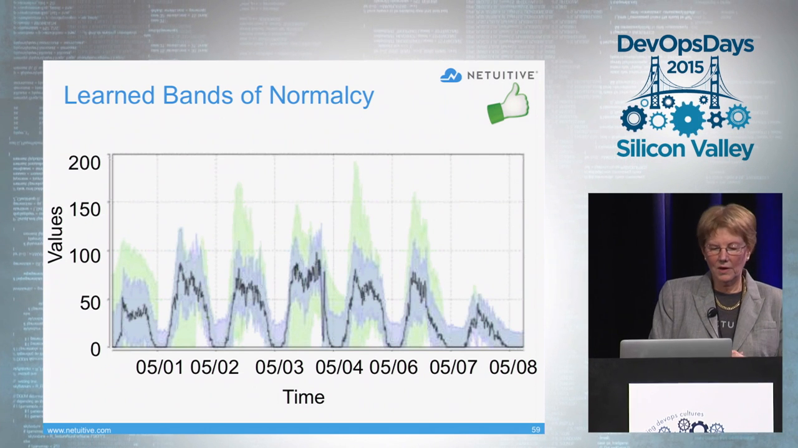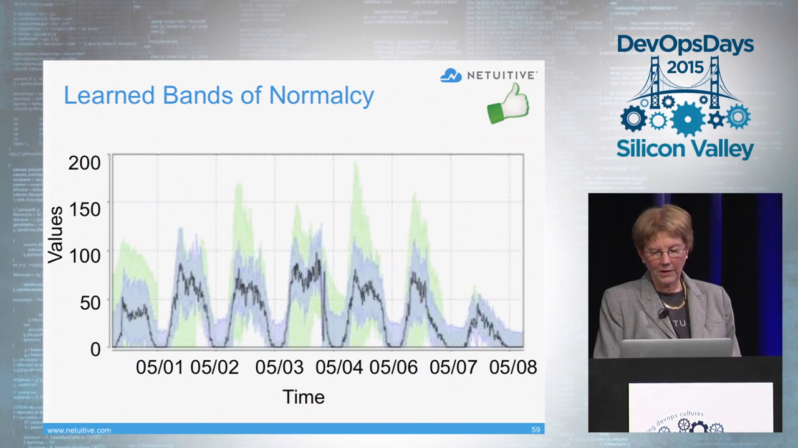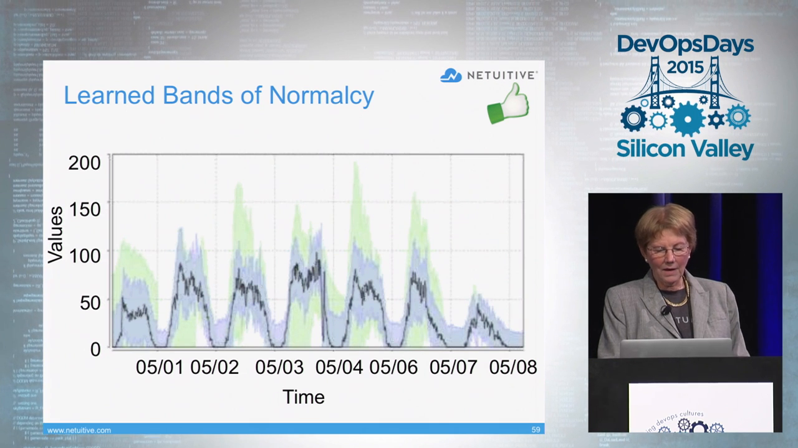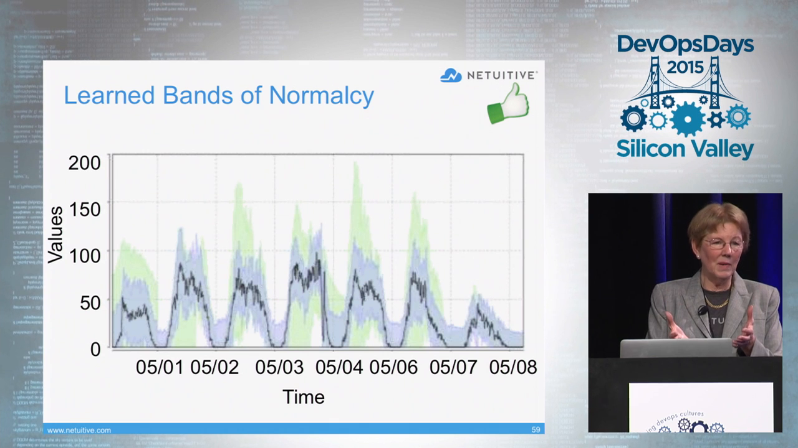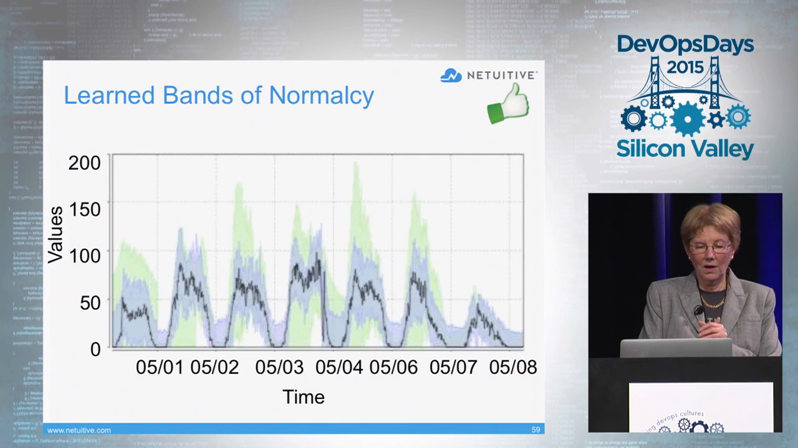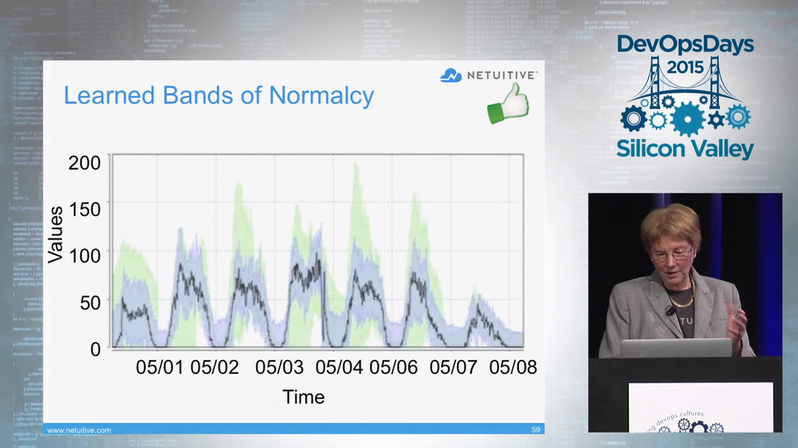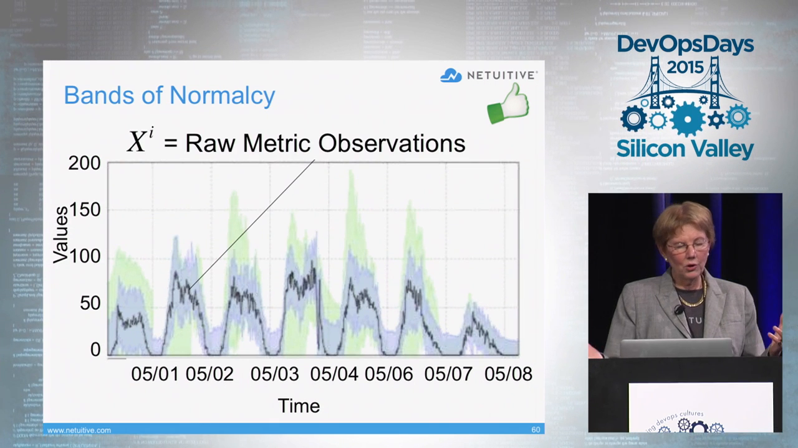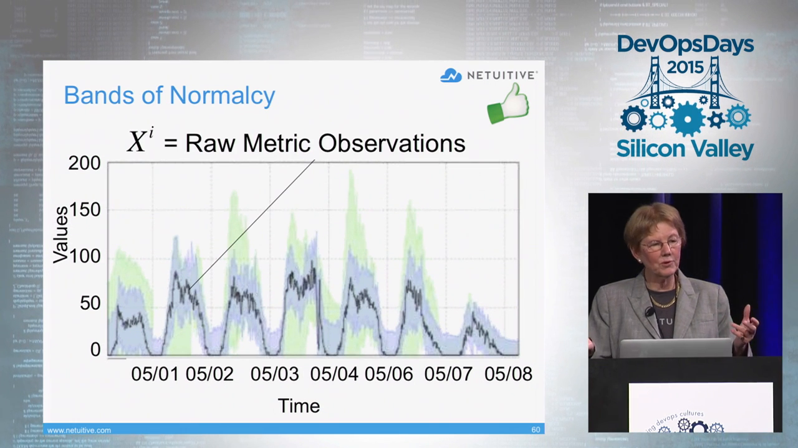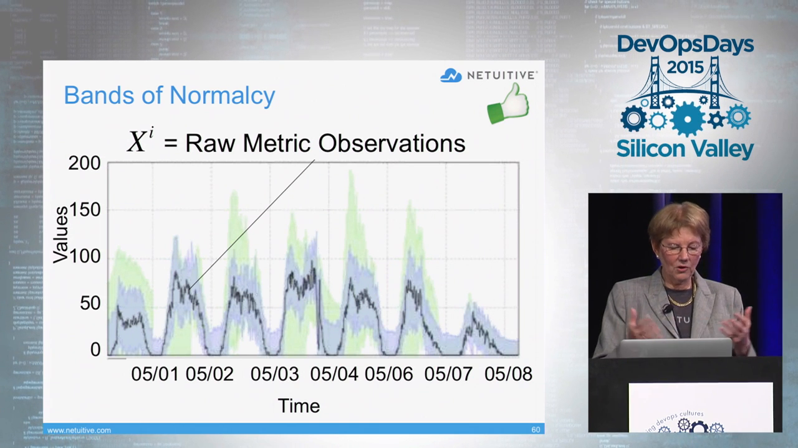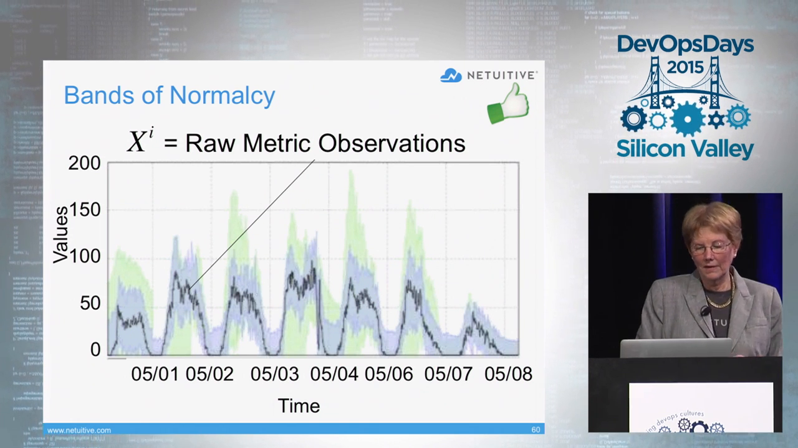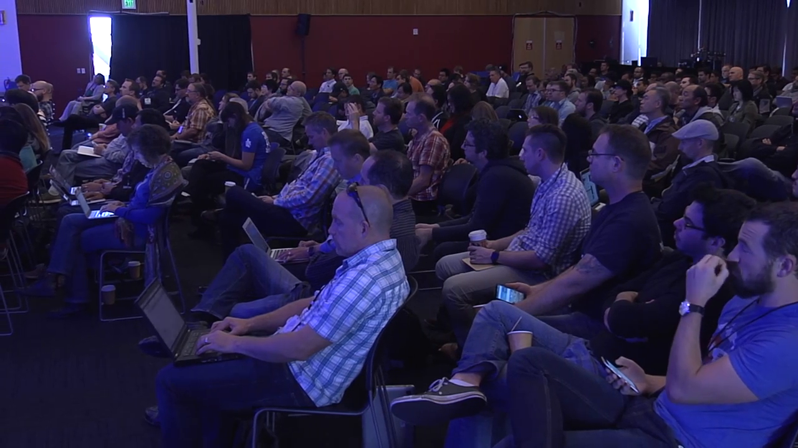That's how many cards were cleared, and this is a really nice visualization of some really heavy math. So that's good. That's a success point. What it's capturing is the raw values, and it's also capturing what we term bands of normalcy. The idea being that you expect the metric to have a value within a band, right?